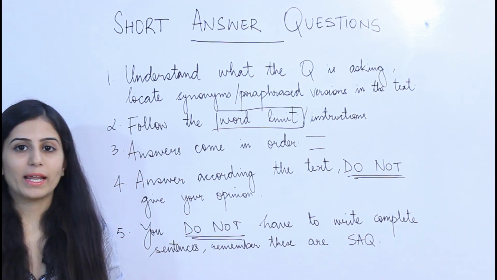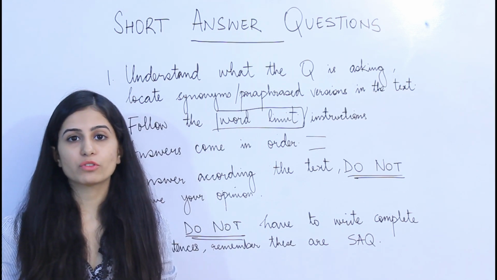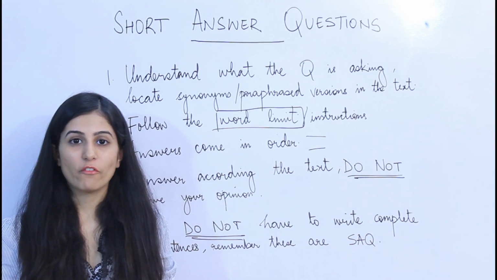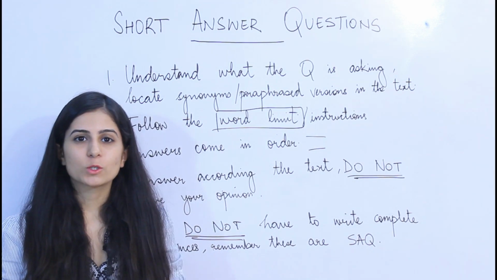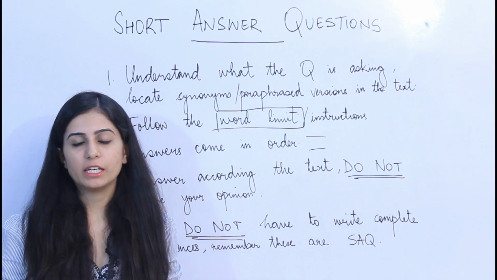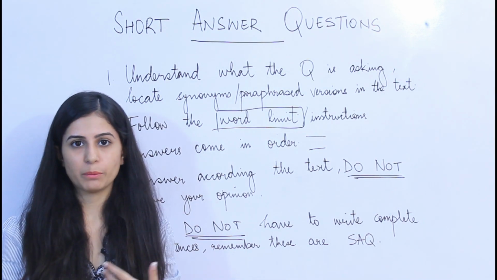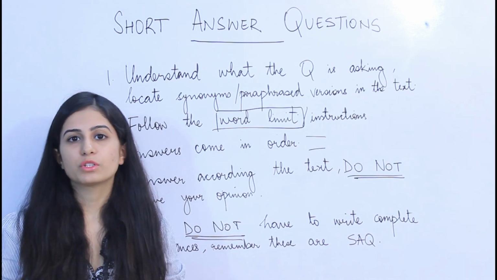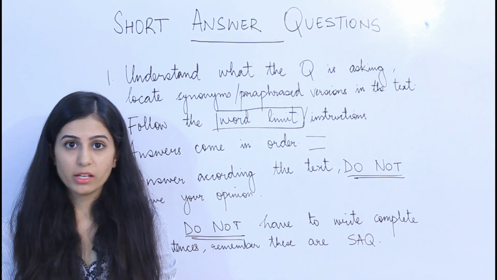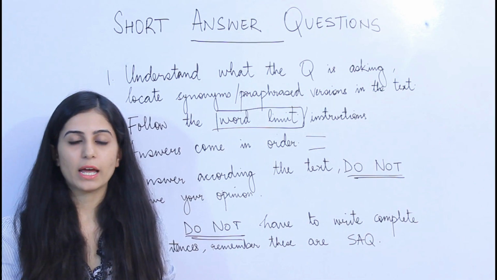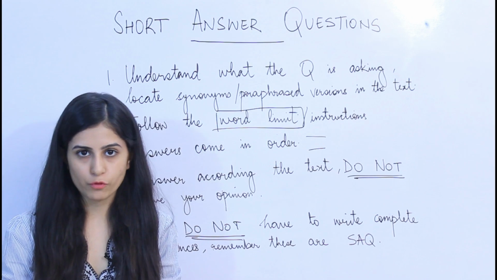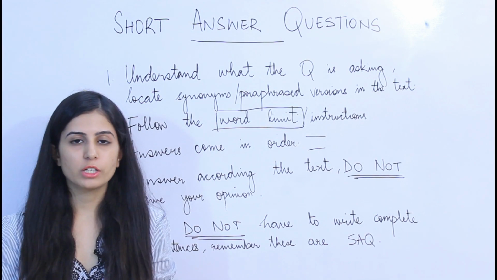Yes, so another do not here is that you do not have to write complete sentences. When I say complete sentences, it means you do not have to start writing if the passage is about some historical event like the independence of India, since the Independence Day is coming up. So it's talking about the freedom struggle of India and the independence of India. And if they ask you when did India get its independence, or when is the Independence Day celebrated, and the answer says 15th August 1947, you just have to write 15th August 1947.